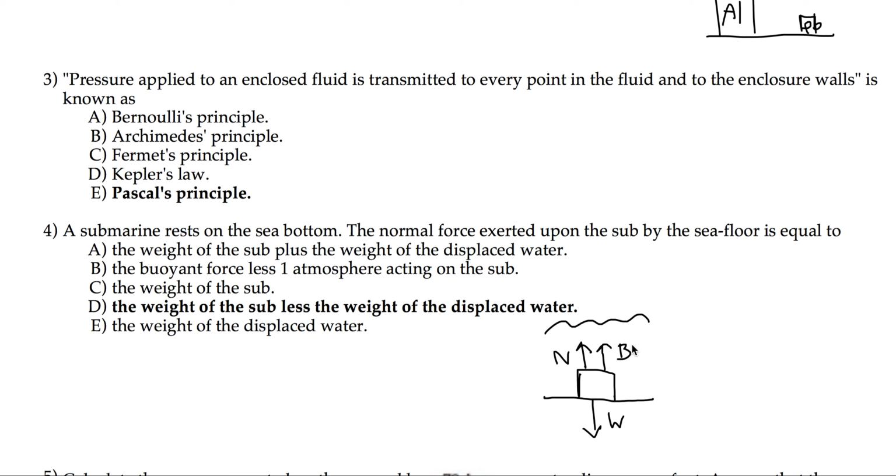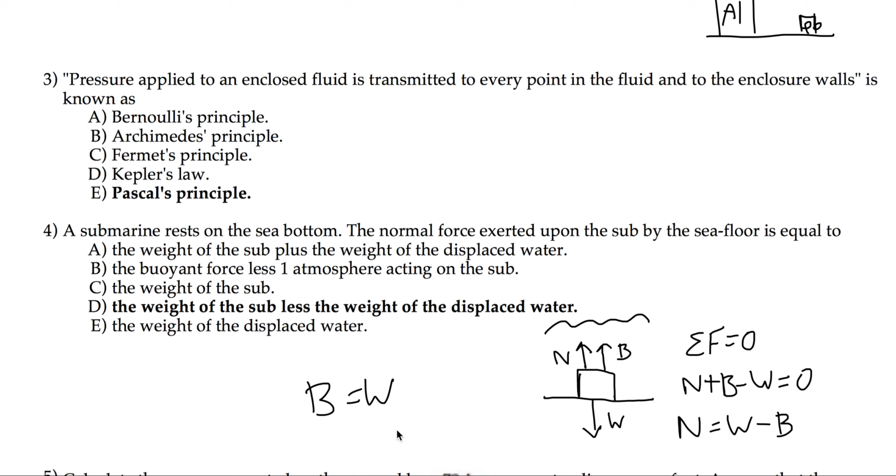So it's sitting there, it's in equilibrium, the sum of the forces equals 0. So the normal force plus the buoyant force minus the weight equals 0. Solving for the normal force, we get the weight minus the buoyant force, which is what this says: the weight of the sub minus the weight of the displaced water. By definition, the buoyant force is equal to the weight of the fluid displaced, which is what this is saying right here.